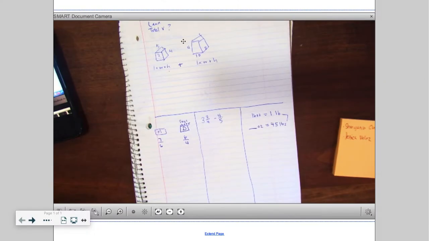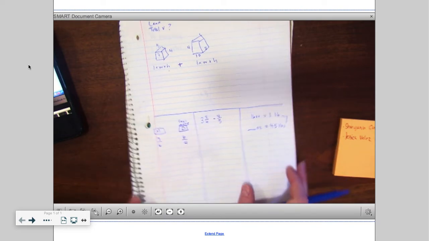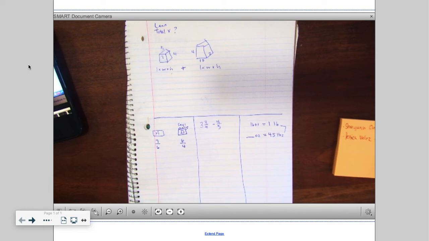All right, fifth grade. We are going to be looking at your POD and math review.